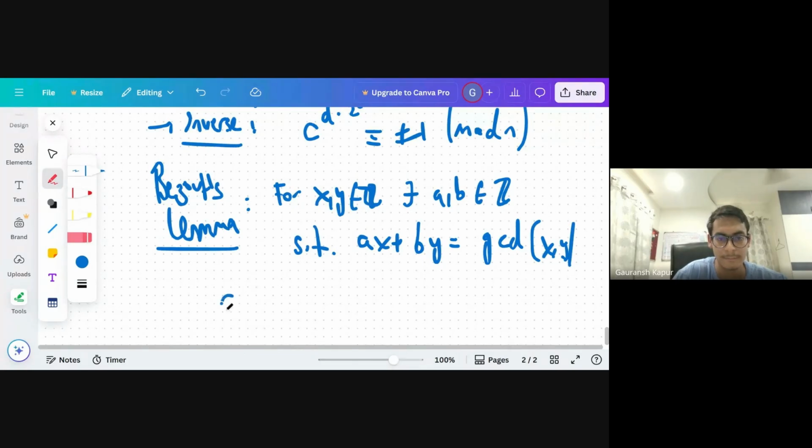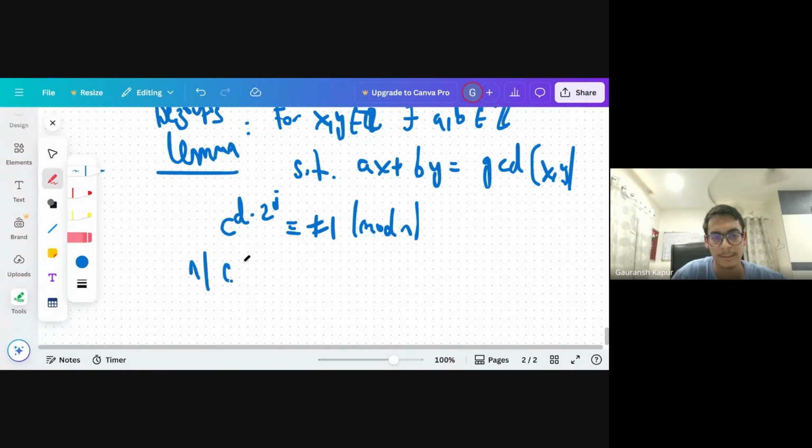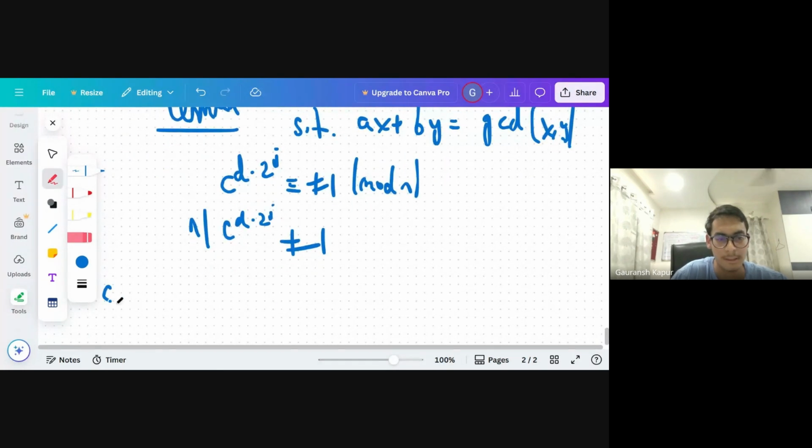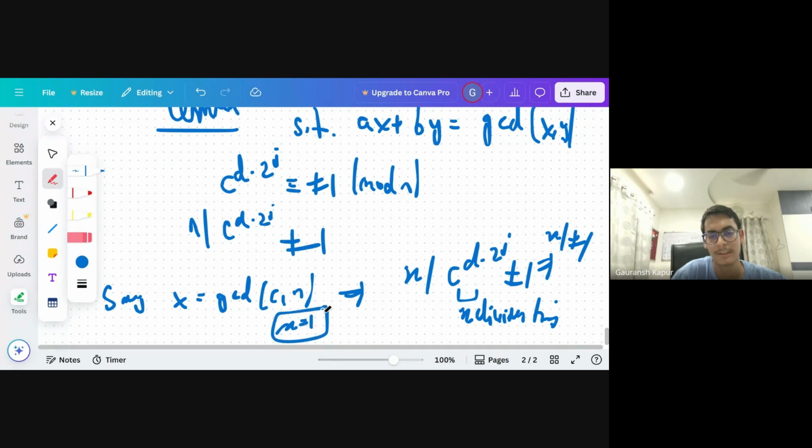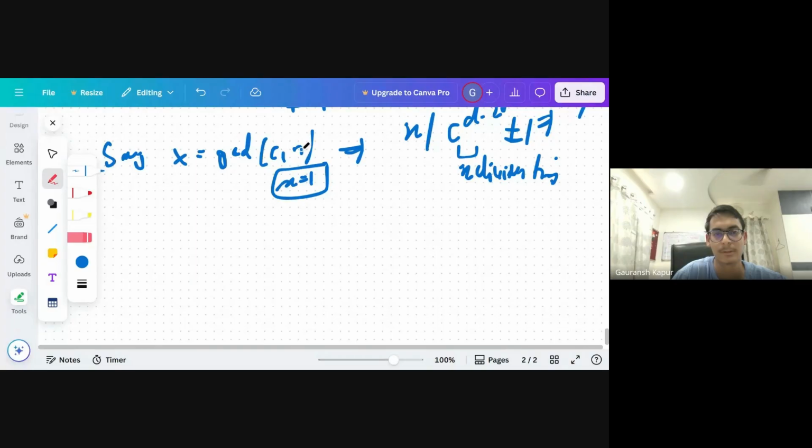So using this, we can see that if c power d times 2 power j is congruent to plus minus 1 mod n, then this would mean that n divides c power d times 2 power j plus or minus 1. Let's say x was the GCD of c and n, then x would divide c power d times 2 power j plus or minus 1. x divides this already because x is the GCD of c and n. So that would mean x divides plus or minus 1. So the GCD of c and n is 1, and therefore c is co-prime to n. So if c satisfies the above congruence, then c should be co-prime to n.